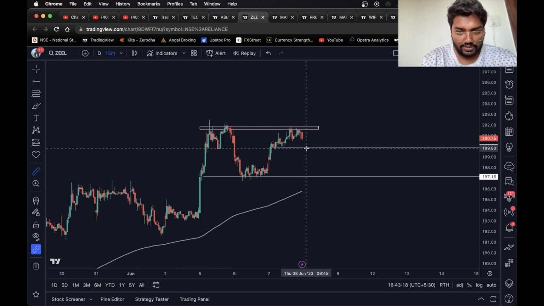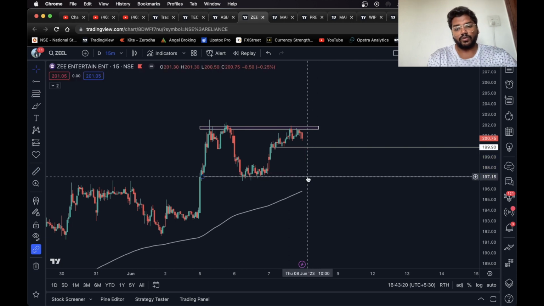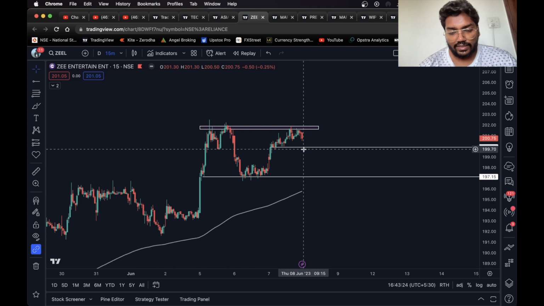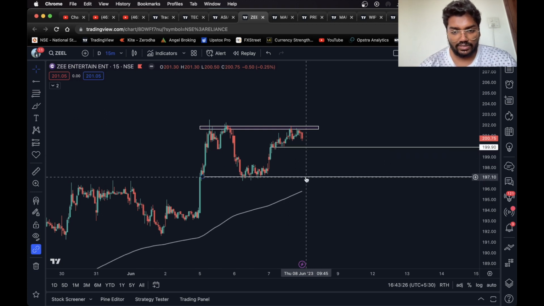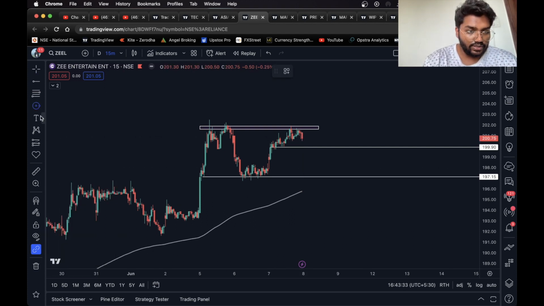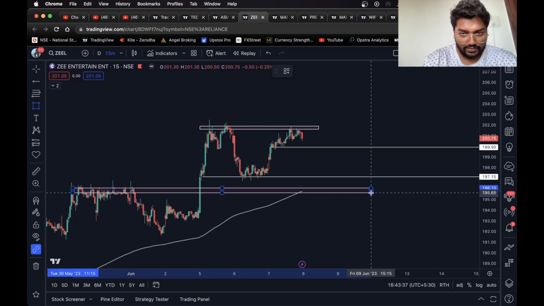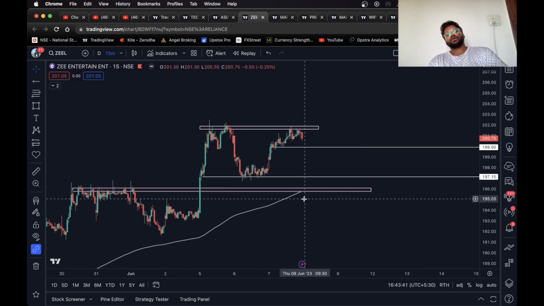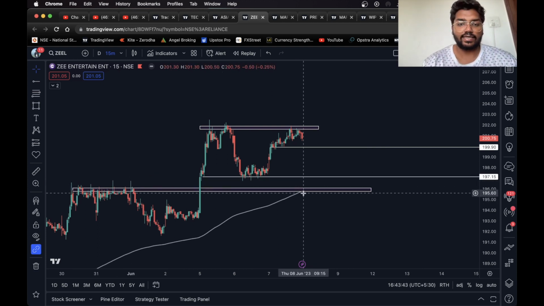I'll just check how big this is. This is 1.3%. This can be your first short target. You can take an entry once it sustains below this level, and this can be your first short target. And you can consider 200 EMA as your second target. As you can see, the 200 EMA is also at a level, right? Here is also a level, so you can consider 200 EMA as your second target.